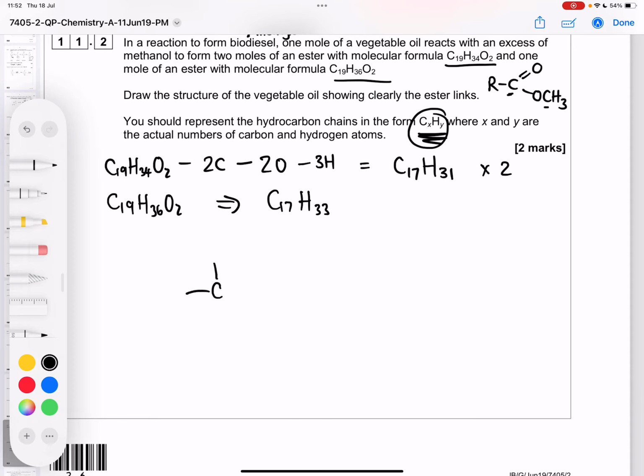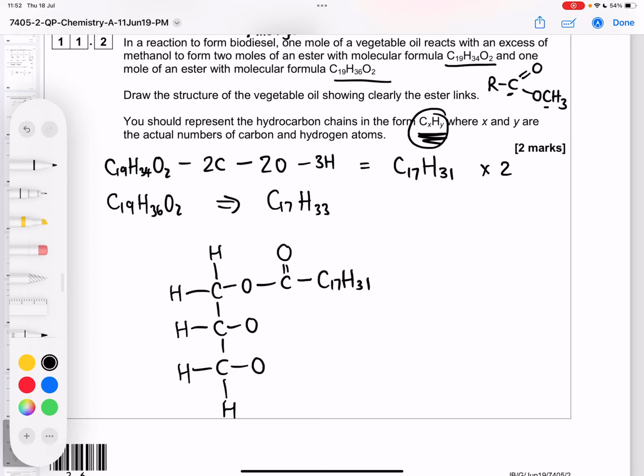Then we have to draw the structure of the vegetable oil. So the vegetable oil is a triglyceride, so we've got our glycerol part of our molecule here. It loses the hydrogen when it forms the triester, the triglyceride. So there's the glycerol without the hydrogens, and then we're going to join it to the C double bond O, and then we're going to put our chains on. So we've got 2 that are C17H31, and 1, I'm going to make that double bond go down just for space, that is C17H33.